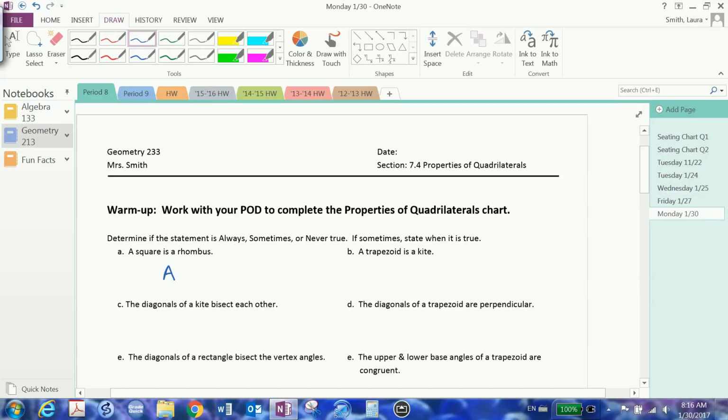A trapezoid is a kite. That's never. The only way to get from trapezoid over to kite is to go up and then down, so that's a never. The diagonals of a kite bisect each other. Well, a kite itself, I mean just a plain kite, only one diagonal bisects the other. So if the diagonals bisect each other, that's going to be a sometimes when it's the next figure down, which is a rhombus.